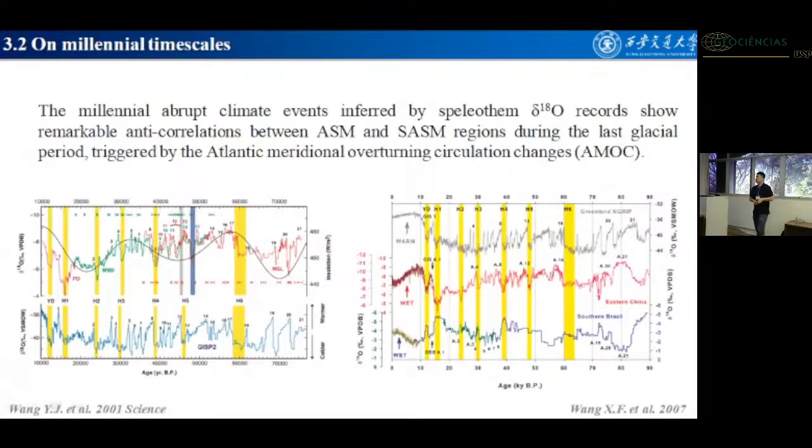Okay, the second part is about the millennial time scale. For the millennial time scale, we can see the abrupt climate events inferred from speleothem records that show a clear antiphase correlation between the Asian summer monsoon and the South American summer monsoon region during the last glacial period. It means that both abrupt changes on the millennial scale are triggered by AMOC.